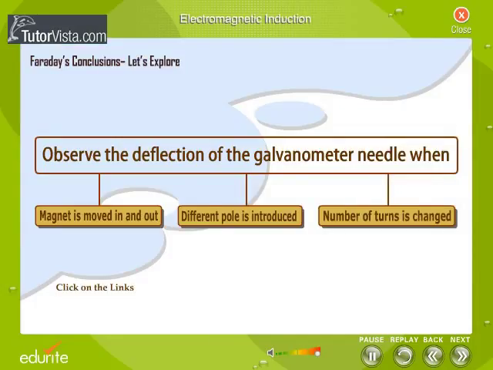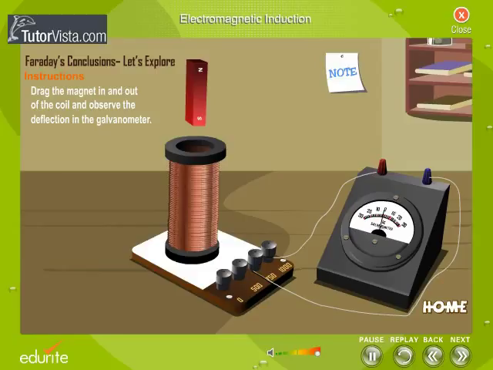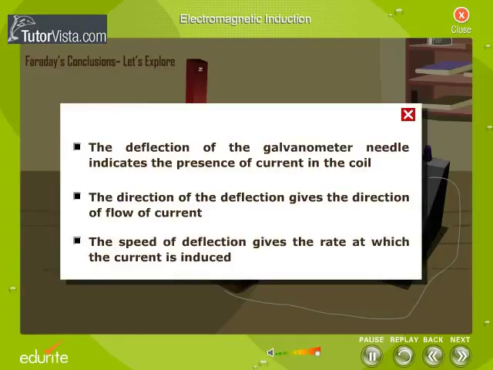Observe the deflection of the galvanometer needle when the magnet is moved in and out of the coil, a different pole is introduced, and the number of turns of the coil is changed. The deflection of the galvanometer needle indicates the presence of current in the coil. The direction of the deflection gives the direction of flow of current, and the speed of deflection gives the rate at which the current is induced.